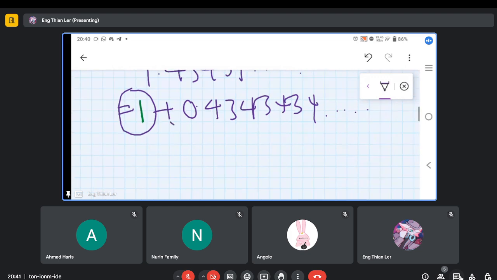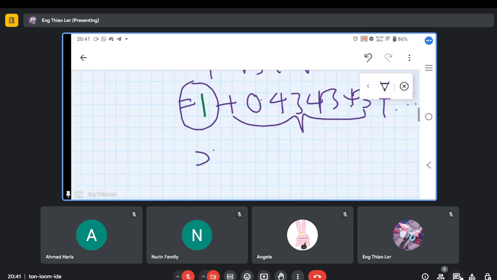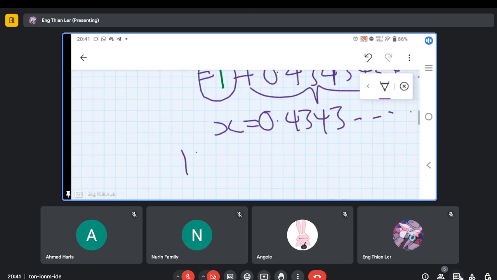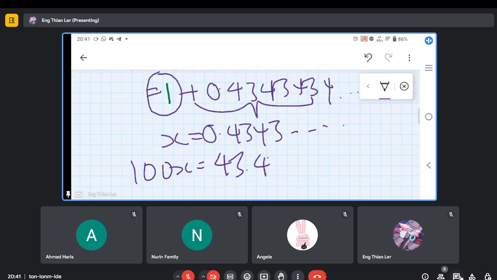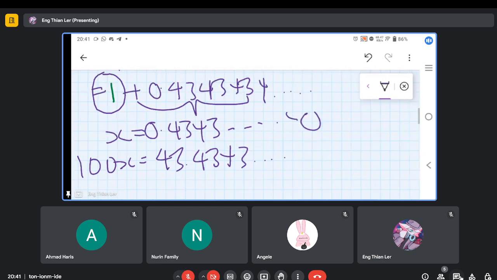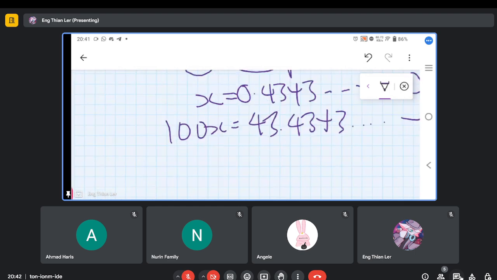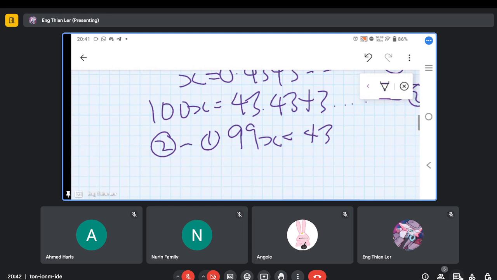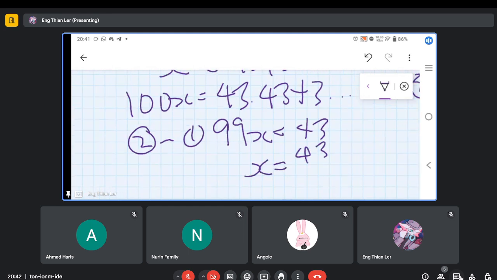So we're going to do this. That x equals 0.4343 repeating. And then just do the same. 100x equals 43.4343 and so on. This is equation 1, this is equation 2. So 2 minus 1, you get 99x equal to 43. And x equals 43 over 99.